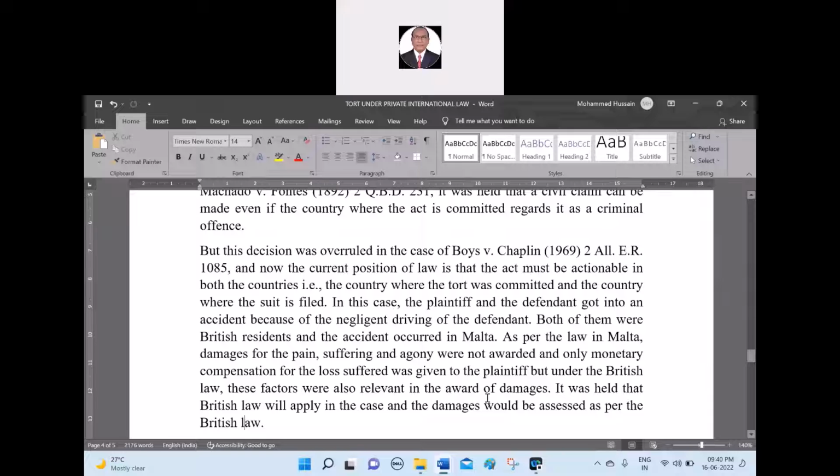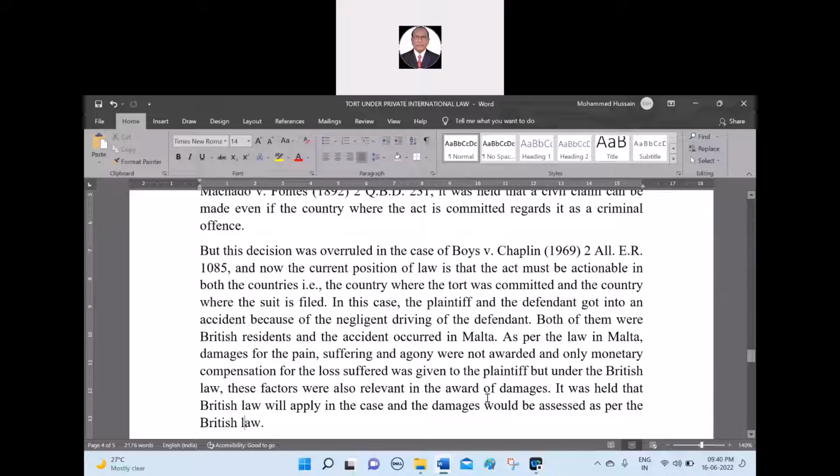Any doubt? Private international law is a very interesting subject, and you people don't care about it. You know, when I came and joined the UDSM in 2004, private international law was only limited to the prospectus. No one was teaching private international law. Before 2004, no teacher was teaching private international law in the UDSM.